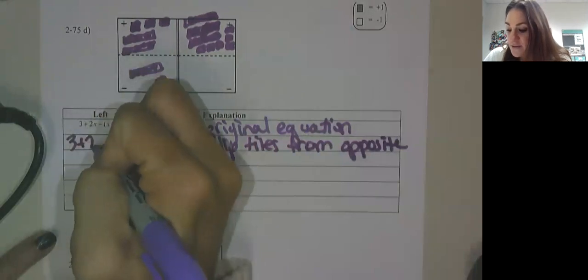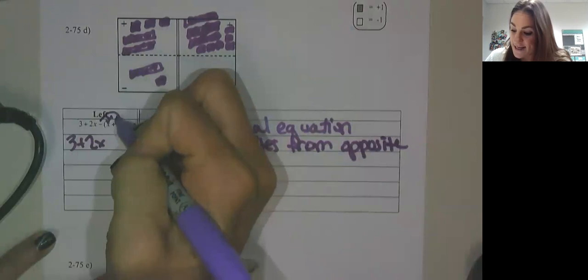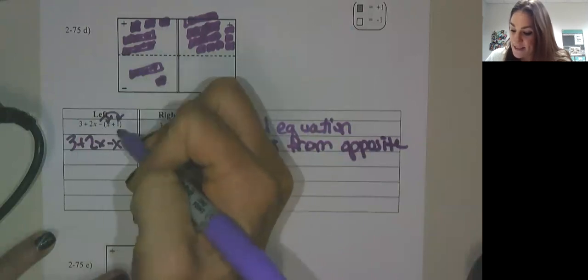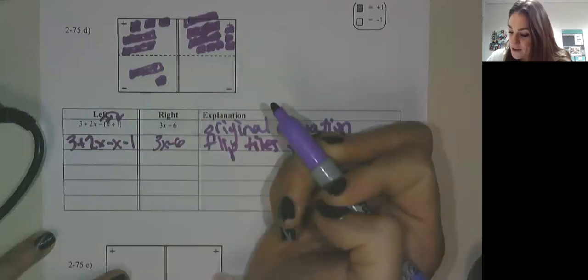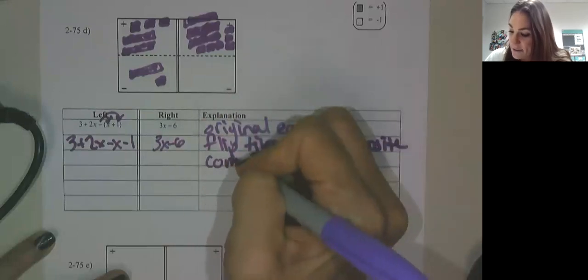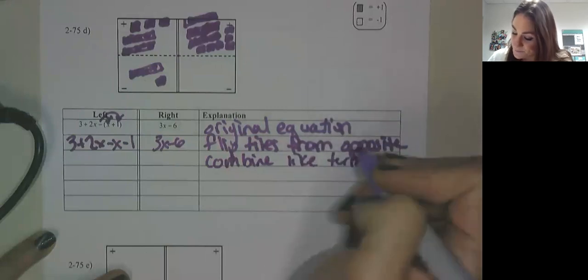So the 3 and the 2x stay the same. Nothing happened to those when these tiles flipped up. That x becomes a negative x, that 1 becomes a negative 1, and nothing happened to the right side of the equation. Now we're ready to combine like terms.